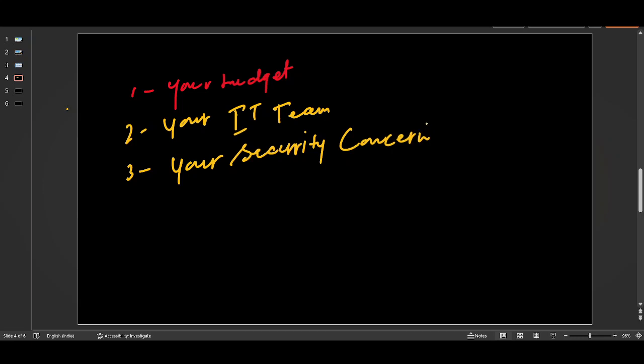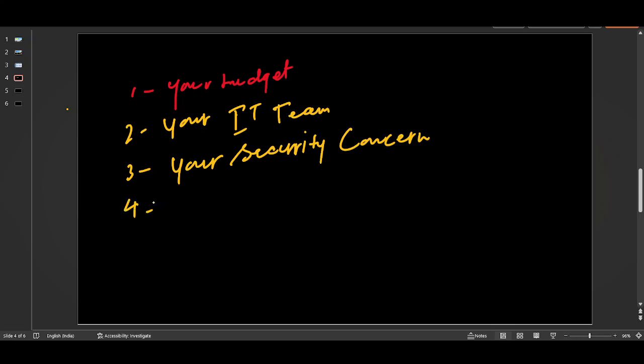If you talk about security purpose, if you have sensitive data that needs to be highly secure, then on-premise computing may be a better option. Cloud computing providers have a lot of security features, but you may not have as much control over security as you would if you were managing your own infrastructure. So you should take own responsibility in this case.